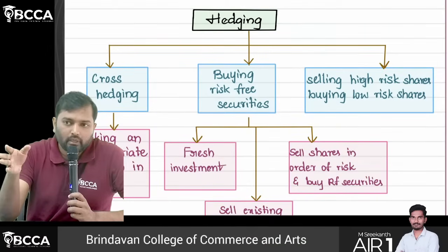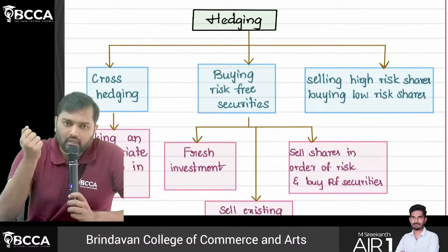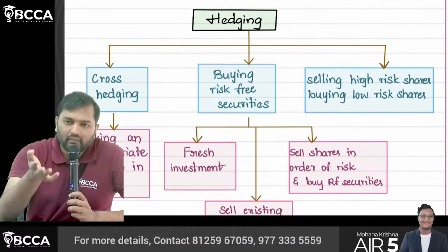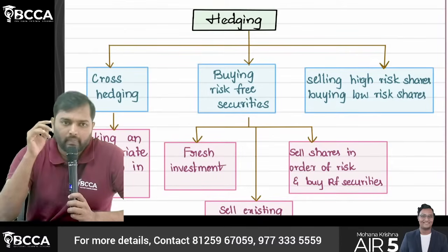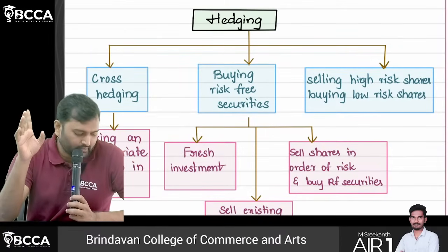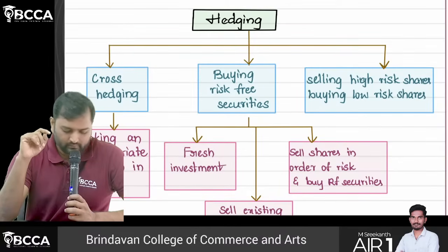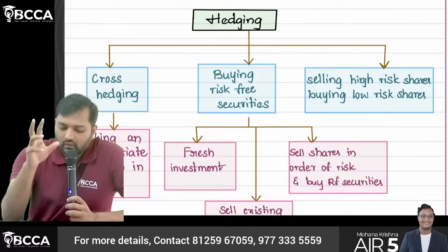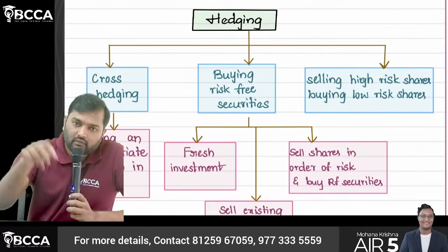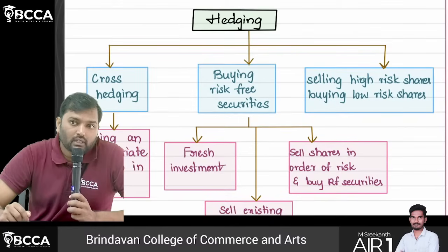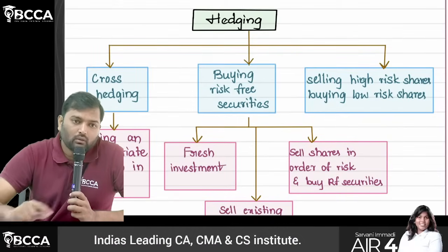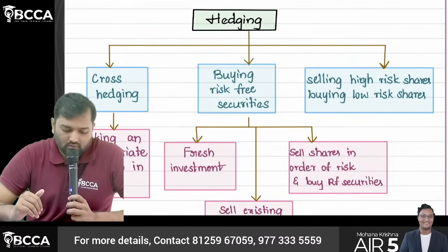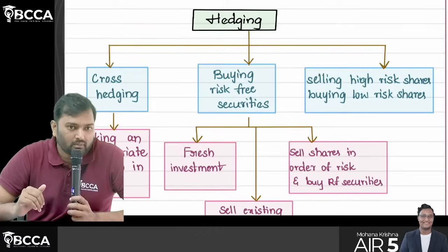How do we get portfolio beta? Portfolio means a combination of securities. Portfolio beta means the weighted average of security betas. Now the point is, in your portfolio, suppose you include the risk-free security, then what happens to the overall beta? Overall beta will decrease. Hedging means mitigation of risk.